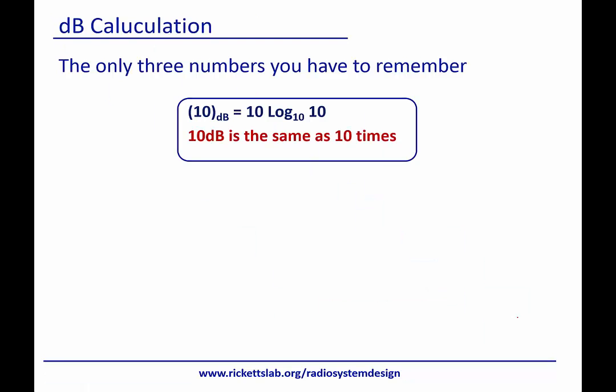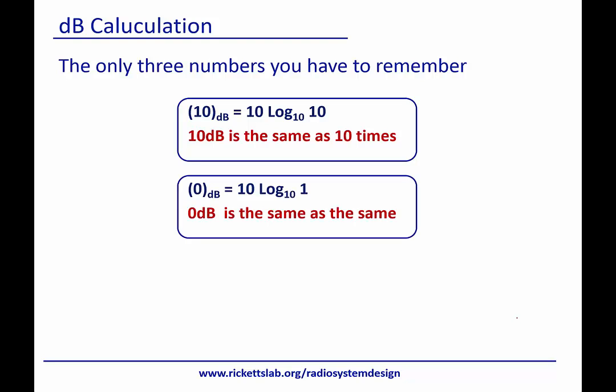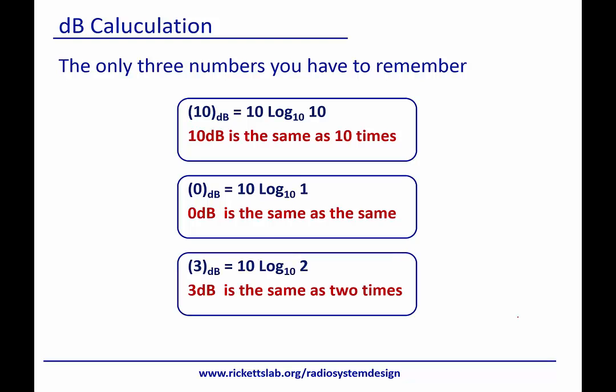10 is 10 dB, that's easy to remember. 0 dB is 1. So 0 dB is the same as the same. What this means is if I take a signal and I multiply it by 1, I haven't done anything to it, so there's a 0 dB change. And 3 dB is the same as 2 times.